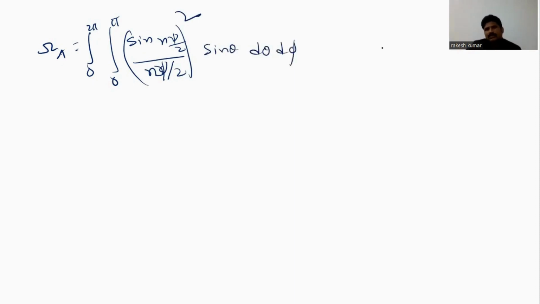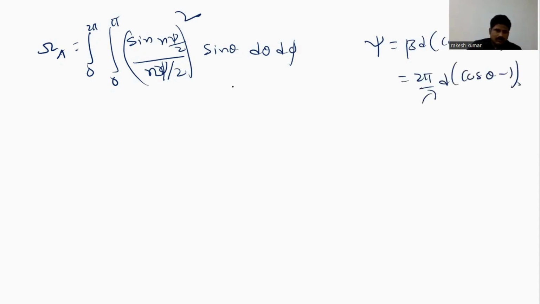Now here, what is the value of psi? In an end-fire array, the value of psi is beta d (cos theta minus 1). Beta d means 2 pi by lambda into d, so psi is 2 pi by lambda into d (cos theta minus 1). Okay. So therefore, sigma A is equal to integration from 0 to 2 pi, integration from 0 to pi. So I'm substituting here the value of psi.